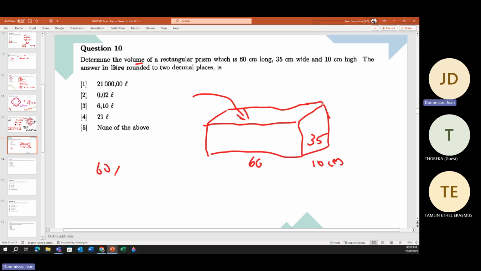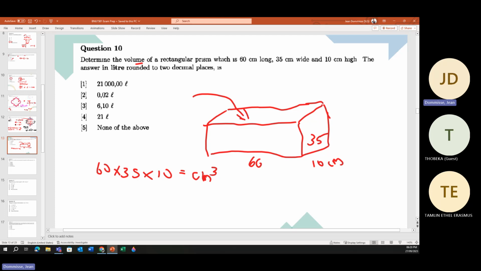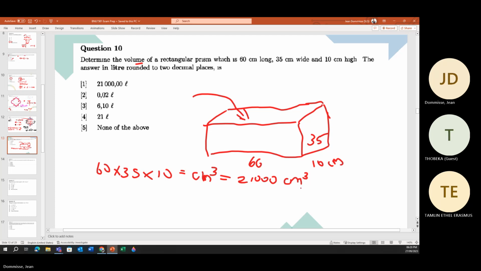So 60 times 35 times 10. So this answer is in centimeters to the power of 3. So 60 times 35 times 10, we get it as 21,000 cubic centimeters.